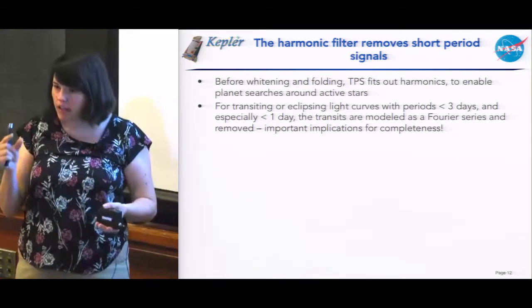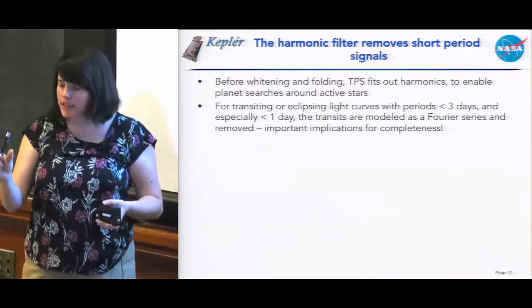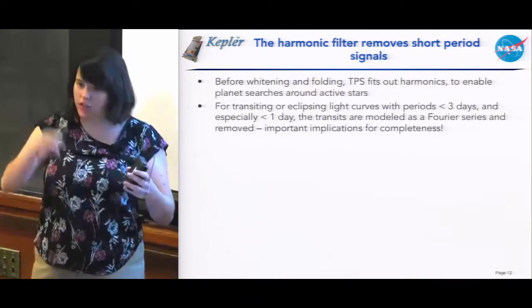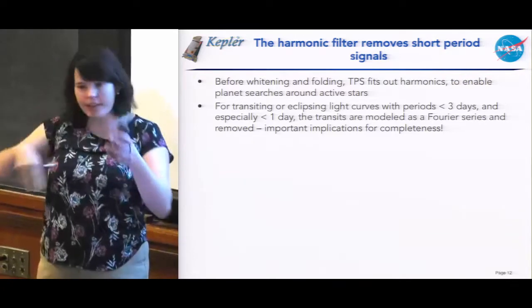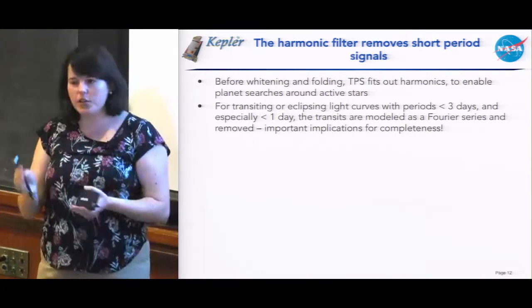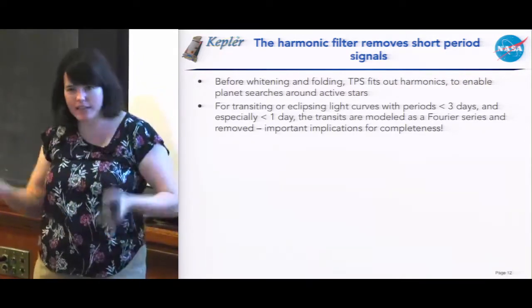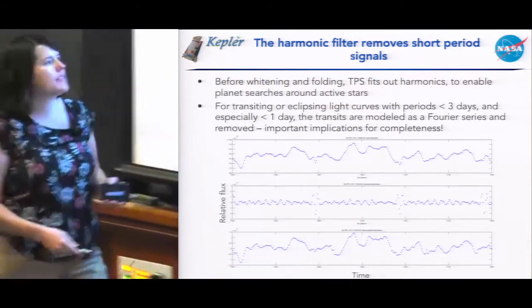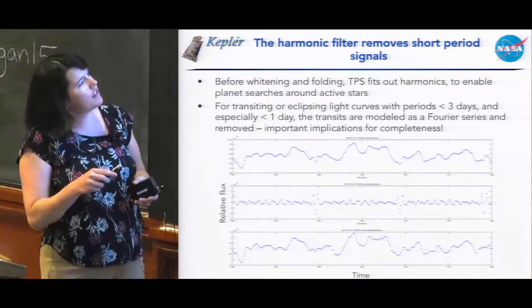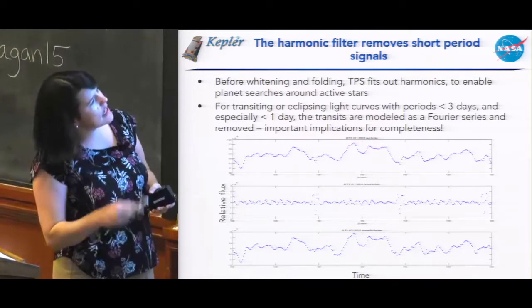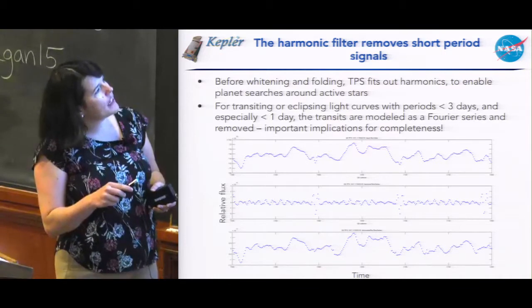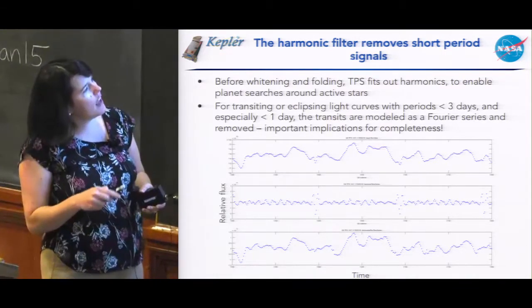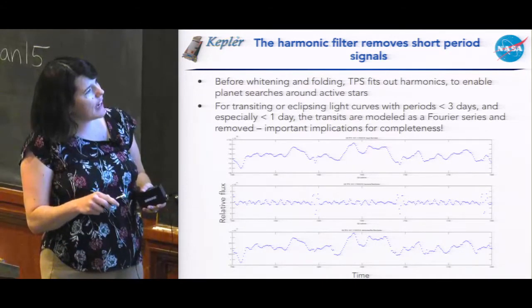Now for very short period planets and eclipsing binaries, a significant fraction of the orbital phase is spent in transit. And if you try and fit that with the Fourier series, you can. And it goes, hey, look, I found a variable signal, I'm going to take it out. Which is kind of a bummer if it's a planet. So here's an example of something that I injected. This is the light curve. This is 6 days worth of data. And here's one of my transits. Then here's another of my transits. And here's another of my transits. And this is what the harmonic filter tries to take out.